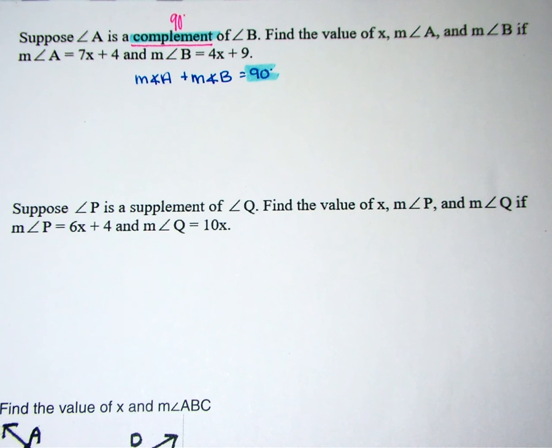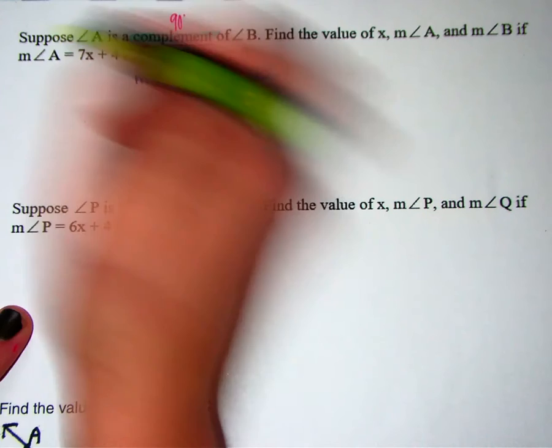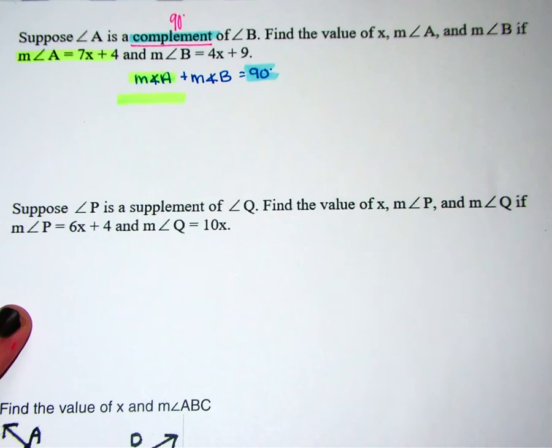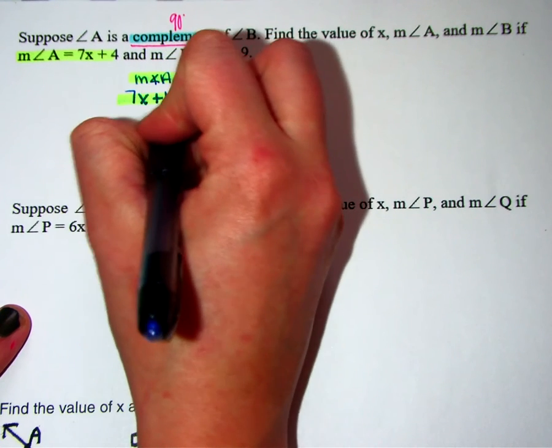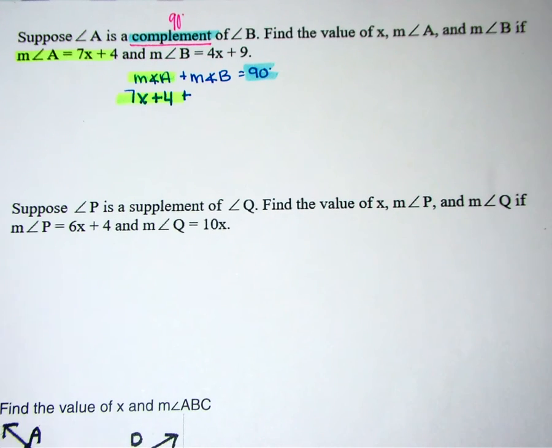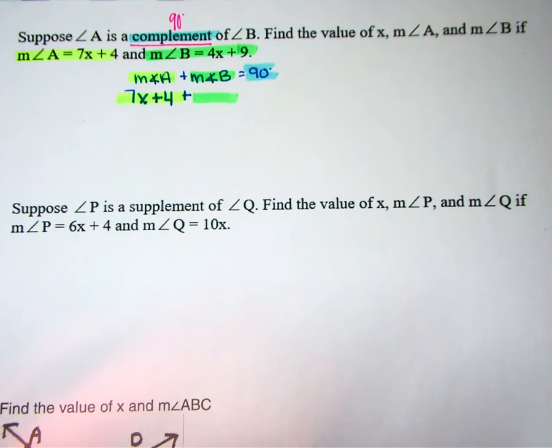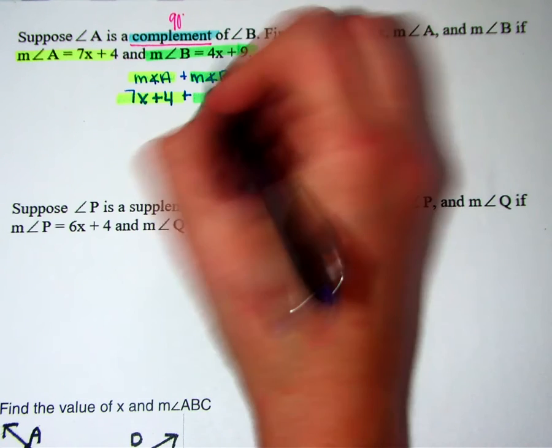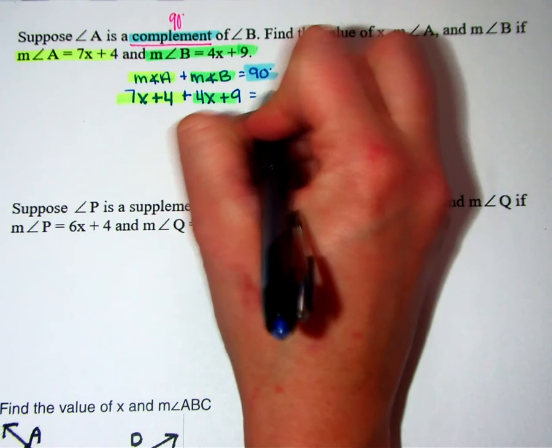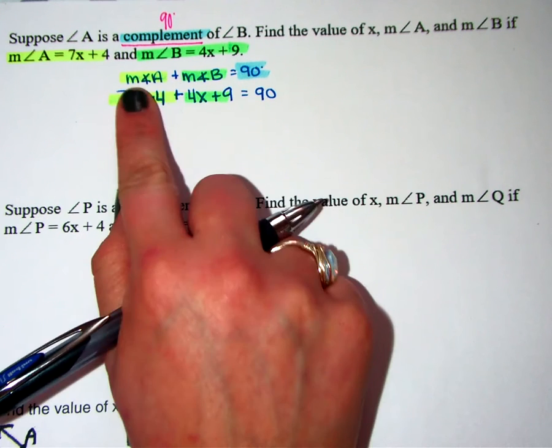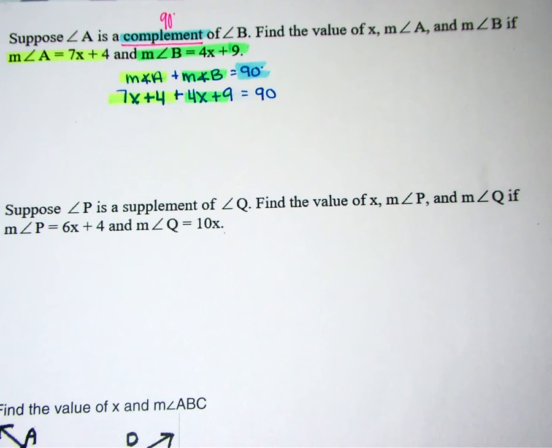From here, we're going to substitute into our equation. Angle A is 7x plus 4, so we're going to replace the measure of angle A with 7x plus 4. And we're going to add that to the measure of angle B. In this case, the measure of angle B is 4x plus 9. So we've got plus 4x plus 9, and that is still going to equal 90. Remember, this is just called substitution. This is our general equation. Now, even though it does have a number in it, that's okay. It's still our general equation.